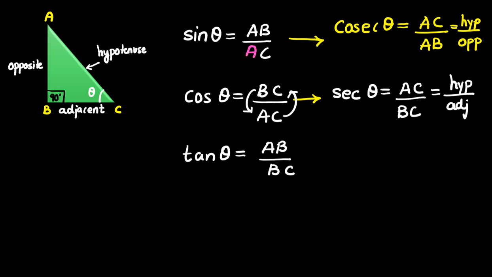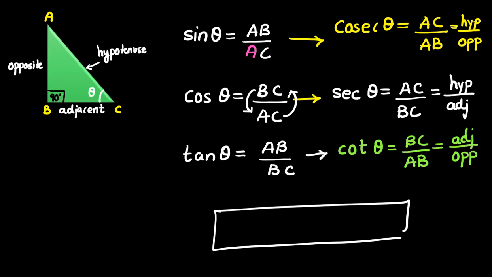The reciprocal of tan theta is cot theta. So BC upon AB. What is BC? Adjacent. And what is AB? Opposite. Okay, so make sure that you learn this formula and at least write the entire formula with the diagram 5 times.